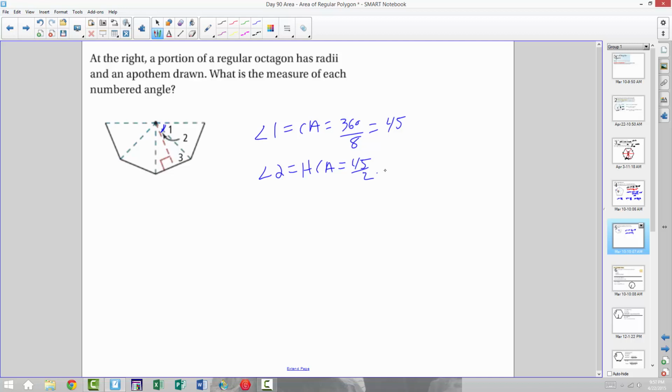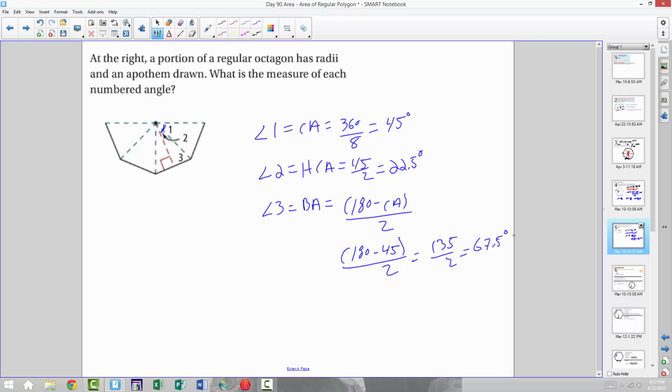So my half central angle is 22.5 degrees. And angle 3 is my base angle. So that is going to be 180 minus my central angle all over 2. So 180 minus 45 all over 2. So 180 minus 45 is 135. 135 divided by 2 is 67.5 degrees.